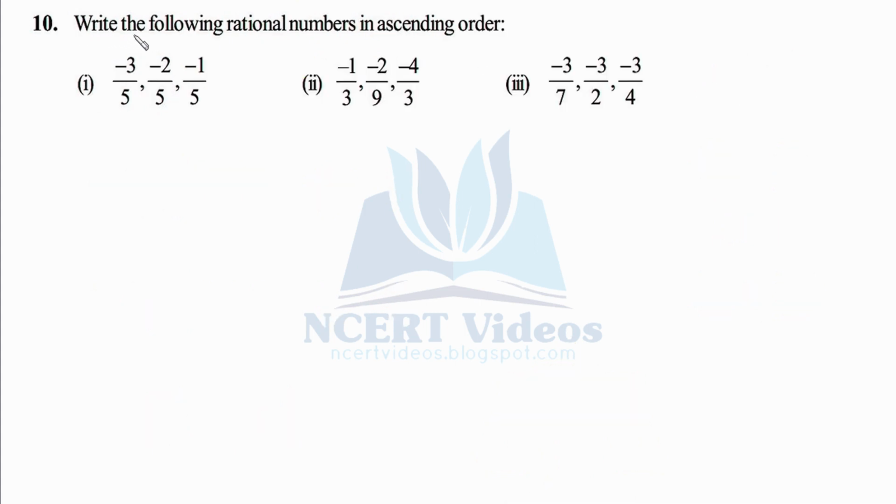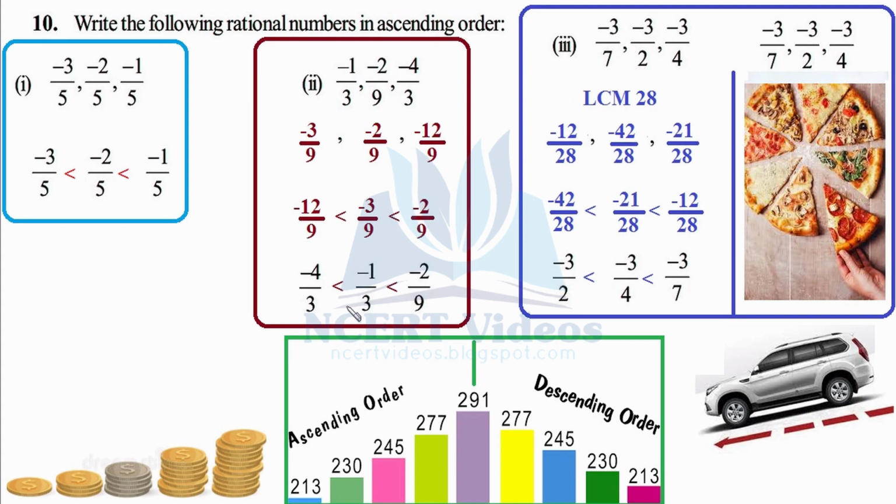Question 10th. Write the following rational numbers in ascending order. Before solving the question, let's revisit these terms, ascending and descending. Ascending is getting up from the lowest number. First of all, you have 213, then 230, that is you are increasing your numbers. So these are ascending. Then you have descending. Descending is just the opposite of ascending.